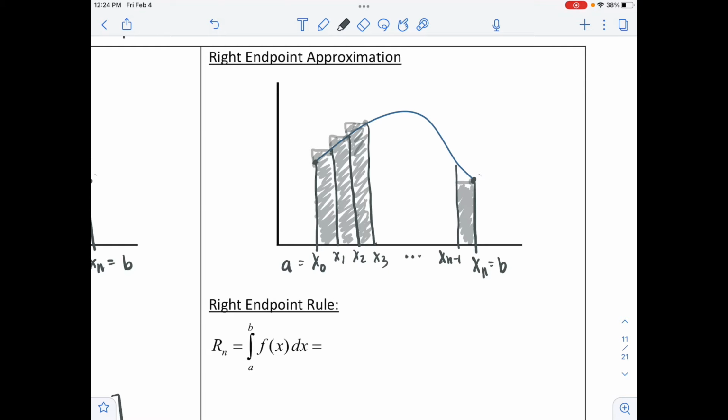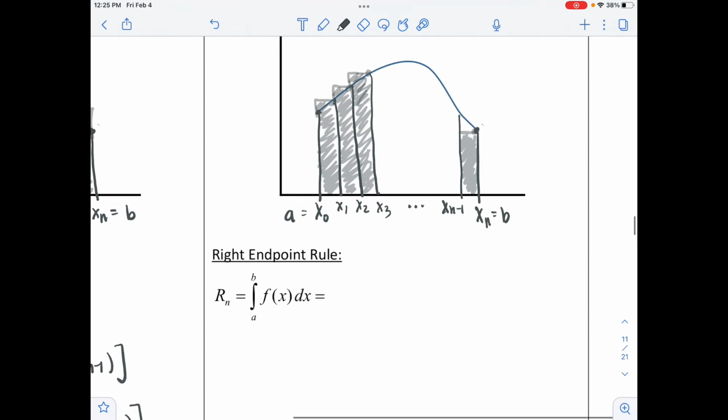So R sub n, or my right endpoint rule, of the integral from a to b of f of x dx, is going to be the sum from i equals 1 to n of f of x sub i times delta x. And notice this time it's f of x sub i, and the reason why is because we don't start with that 0th term, x sub 0. Well, this time we actually go through x sub n.